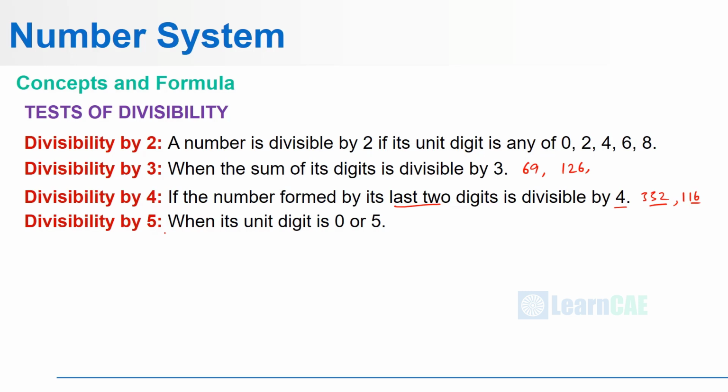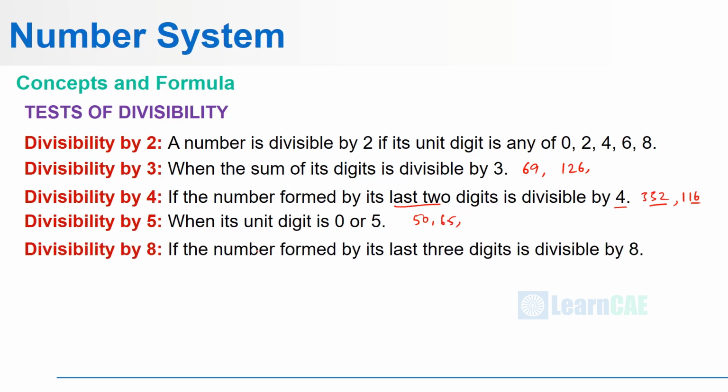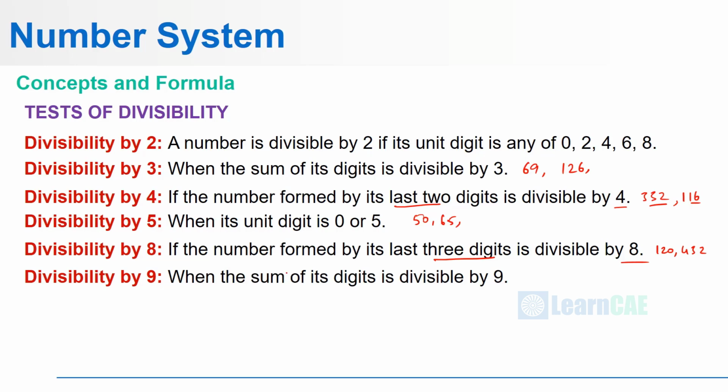Next is divisibility by 5. When its unit digit is 0 or 5. 50, 65, like that. Next is by 8. If the number formed by its last 3 digits is divisible by 8. For example, 120 or 432, etc. Next, divisibility by 9. When the sum of its digits is divisible by 9, it means 81, 72, etc. Here the sum of the digits will be divisible by 9.